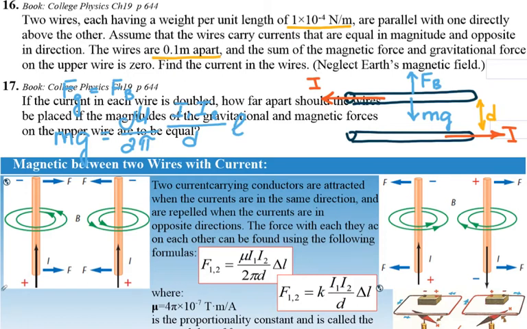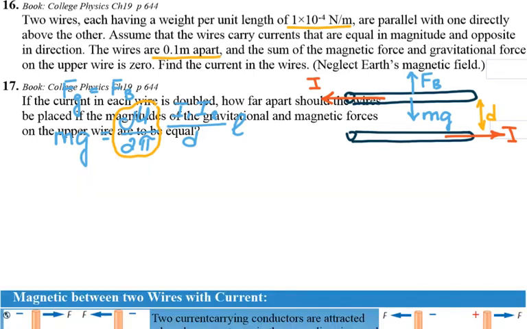And we are given that, well, actually there's a trick in this question. I will show you the trick in a second, but let's look at this part. This is K, which is 2×10^-7. So I have to find the current.